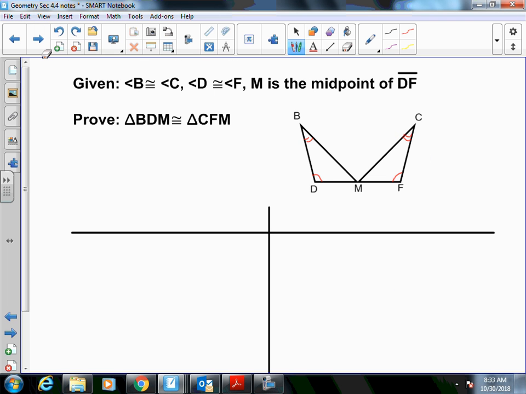All right, so then we've got one proof in these notes. These are actually pretty short notes today. So we're given angle B is congruent to angle C, angle D is congruent to angle F, and then M is the midpoint of segment DF. So we start our proofs with the given. So angle B congruent to angle C, angle D congruent to angle F.